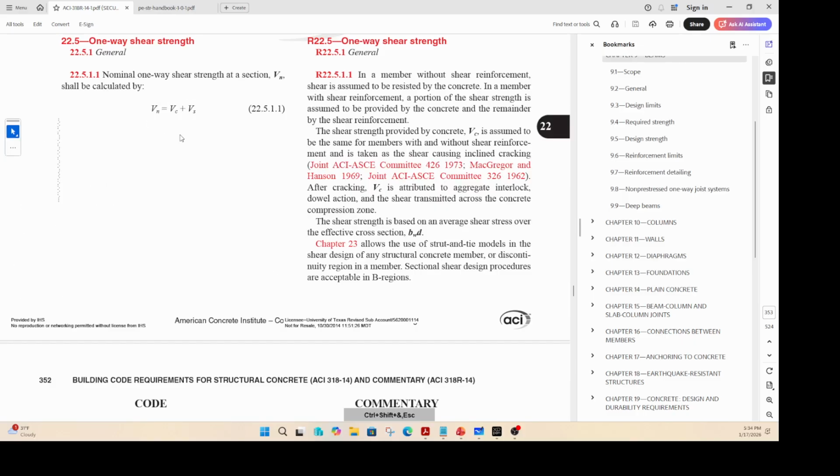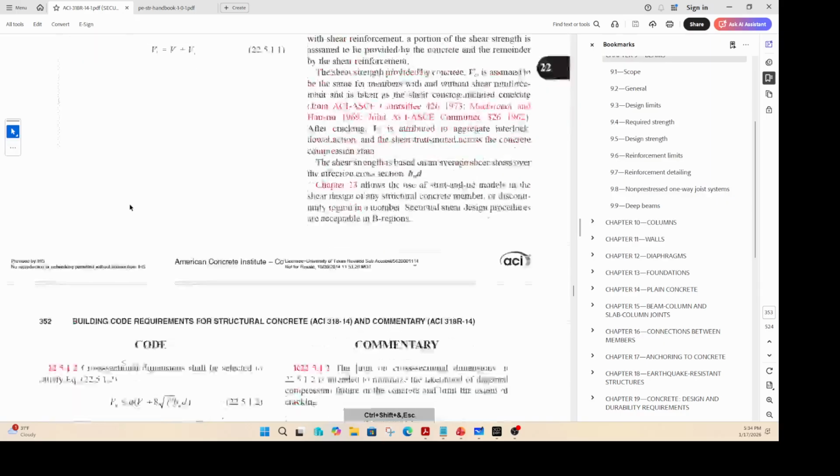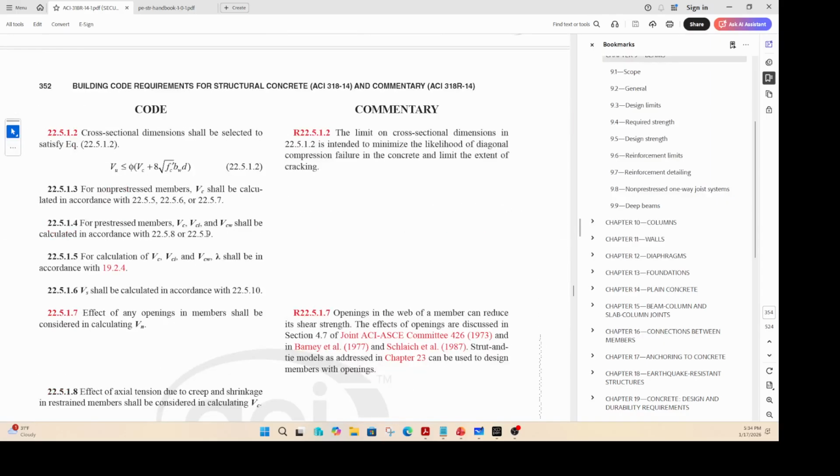Now, how do you calculate? Next question is, how do you calculate your Vc? How do you calculate that? Okay, again, very nice. I love this section because everything you need is here. The Vc value, you can go to this section, but Vc is calculated as 2 times lambda times root Fc prime times the breadth of your beam and the effective depth of your beam.